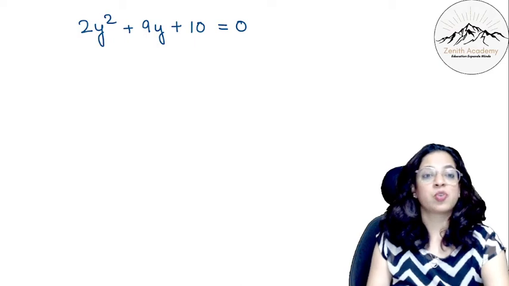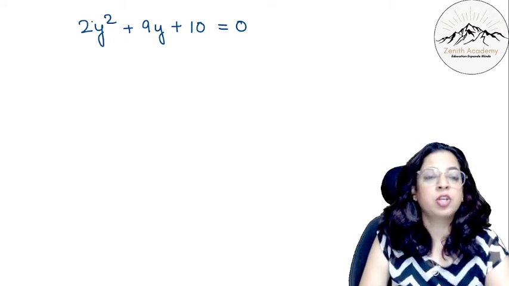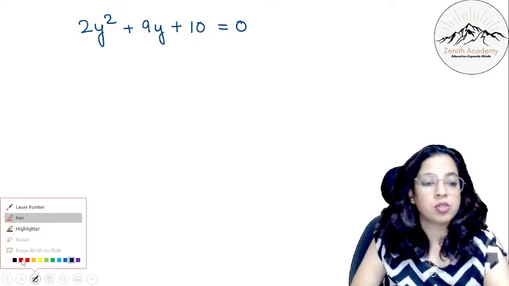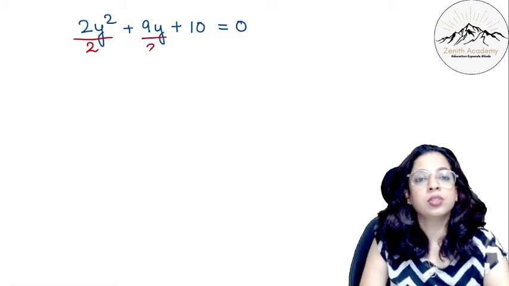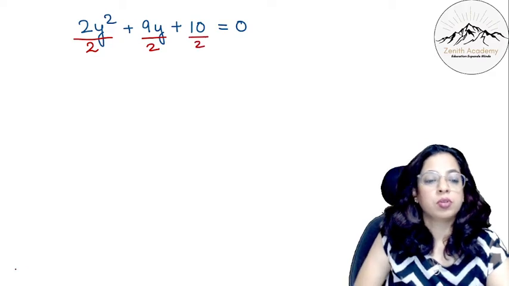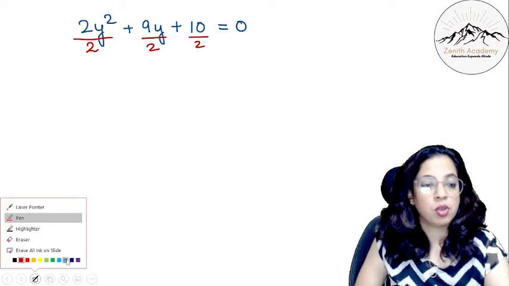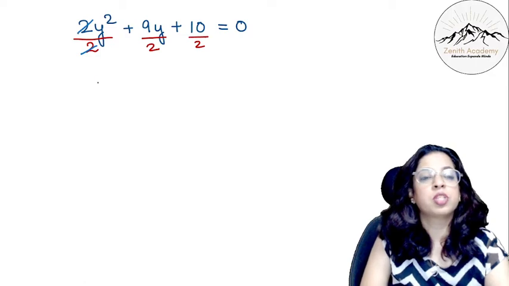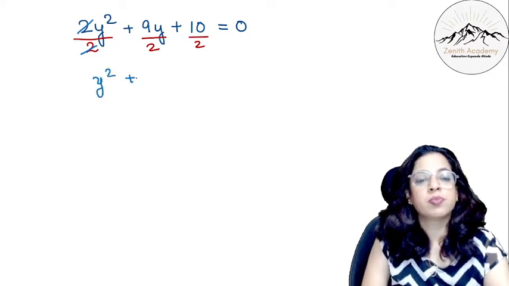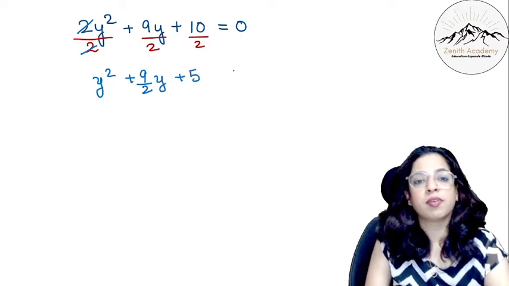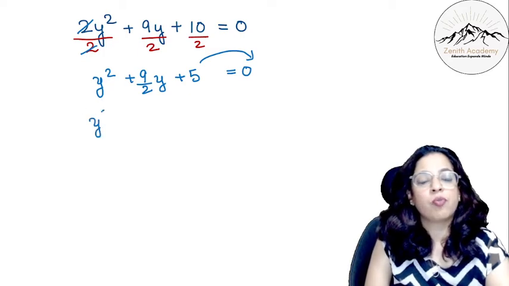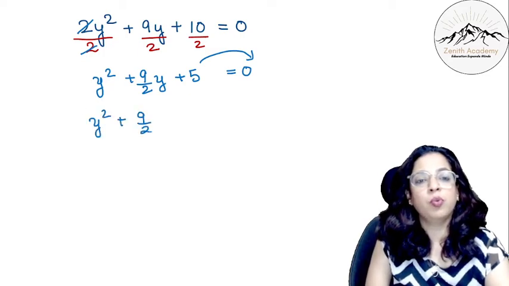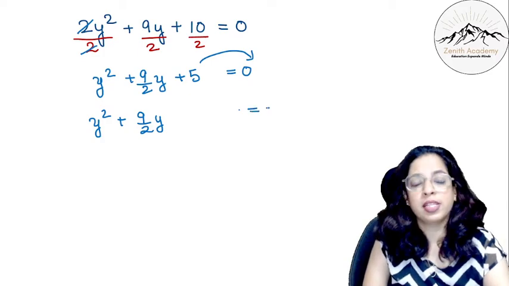This is the second last question, children. So there's a 2 here in front of y square. So first step is eliminating it and making it 1. So divide everything by 2. Correct? So if you divide everything by 2, this becomes y square. This becomes plus 9 by 2y, and this becomes plus 5. Right? Next step is taking the plus 5 on the other side. So y square plus 9 by 2y is equal to minus 5.